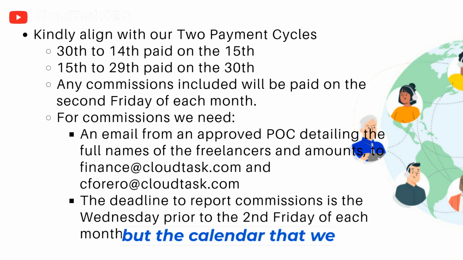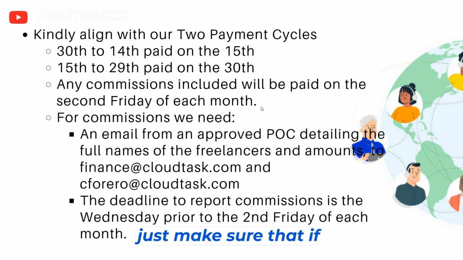But the calendar that we like to use for commissions is that we pay them on the second Friday of each month, meaning that everything they made in May gets paid on the second Friday of June. The reason why we like to do it this way is because it usually provides an extra boost to the remote worker when they see that they are getting their commissions a couple of days ahead of the actual 15th. But again, as I mentioned, this is something you can control. There are clients that like to pay commissions along with the payment on the 15th, or along with the payment on the 30th. This is totally your call.